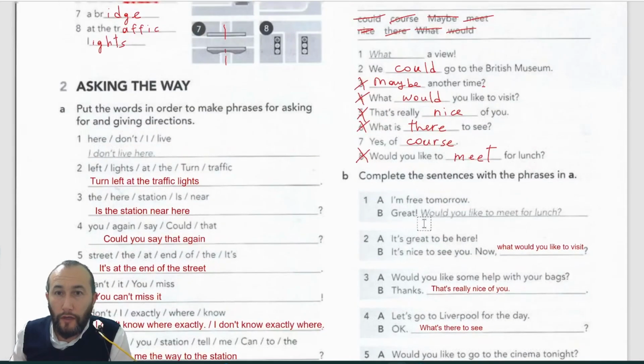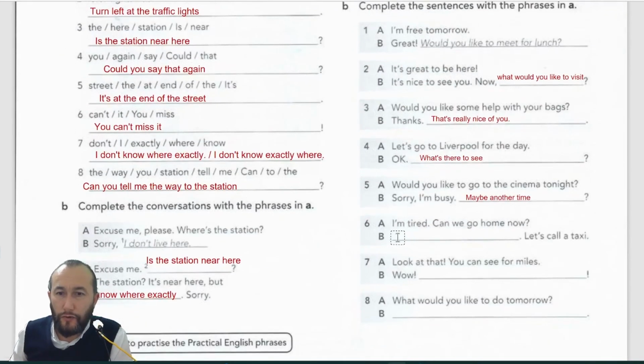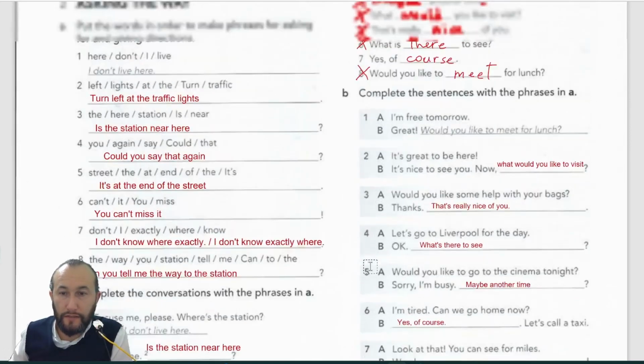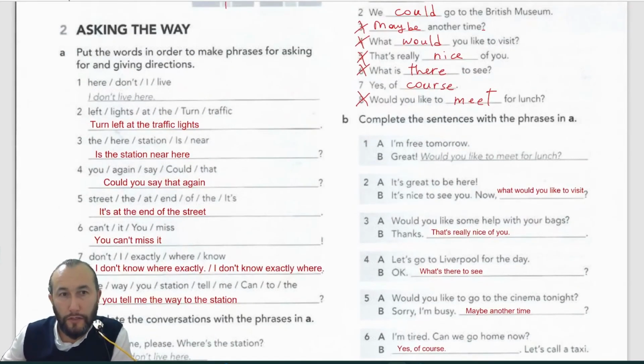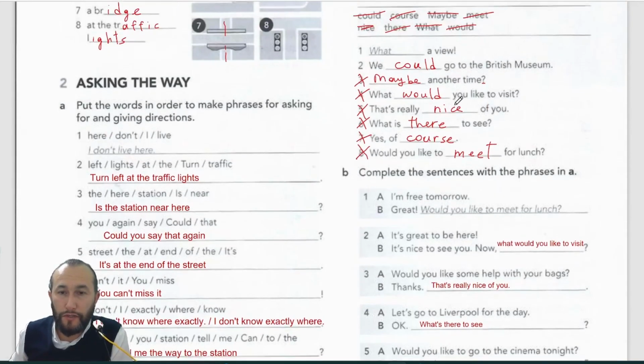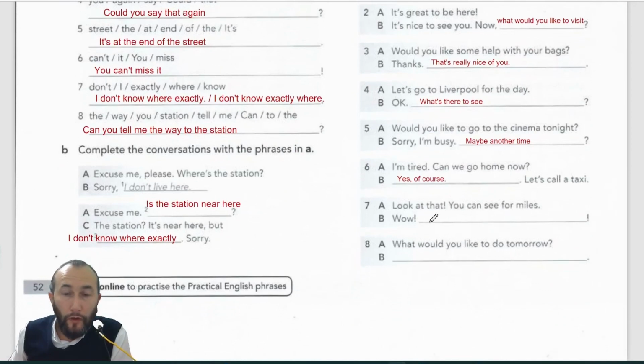All right, so we're going to have what a view. We could go to the British Museum. Yes, of course is better for number 7. Let's call a taxi. Yes, of course. So 7 also is gone. Great. Now we've got 2 left, I believe: what a view, and we could go to the British Museum.